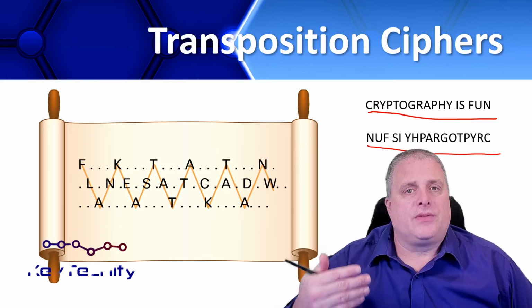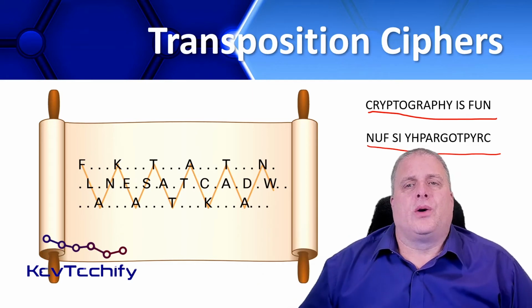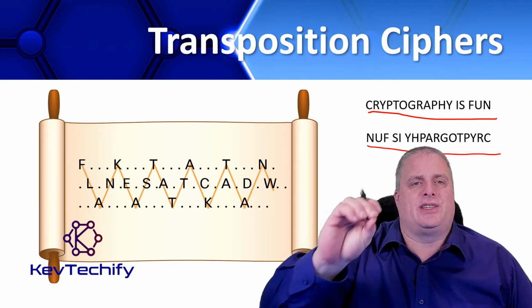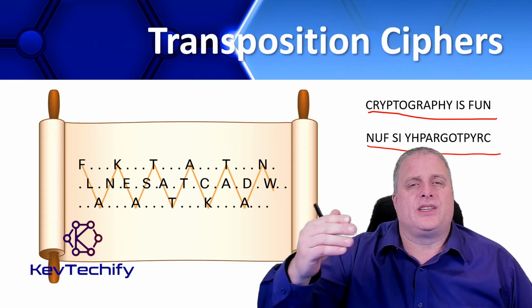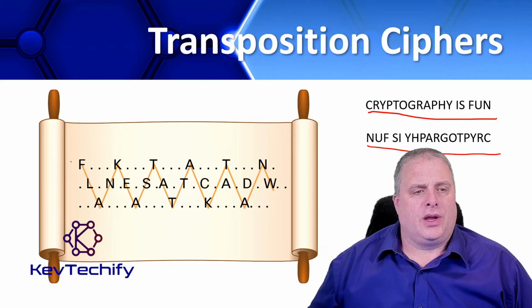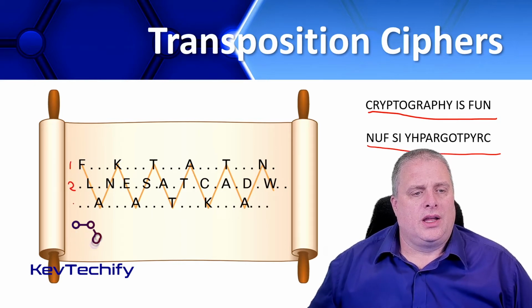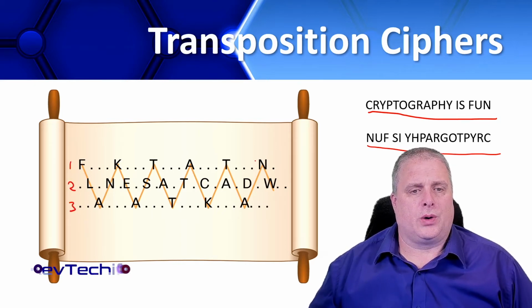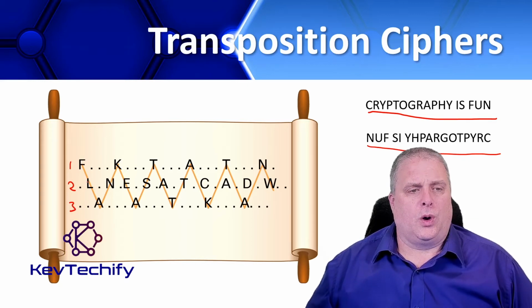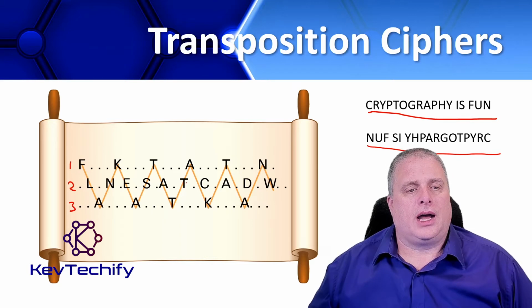Another example of the transposition cipher is known as the rail fence cipher. In this transposition cipher, the words are spelled out as if they're on a rail fence. Now, we have three different rails. So we have one rail here, a second rail, and a third rail. These are the rails going across here. What we do is we spell it out going up and down on the rails.